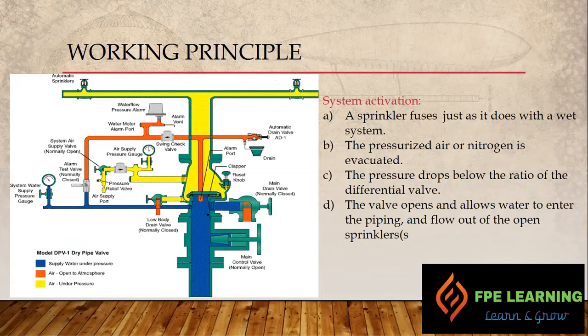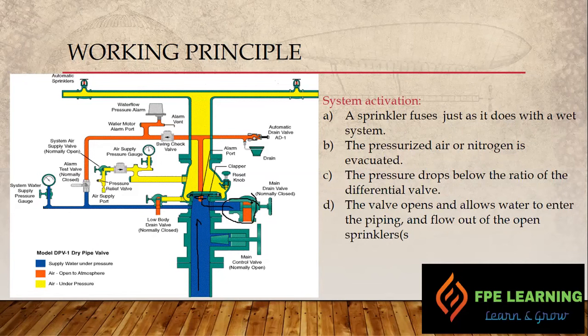The one in blue at the bottom is supplying the pressurized water. We are getting water from the underground fire water network or from the fire pumps all the way to the bottom of the clapper. And here we have a drain valve.